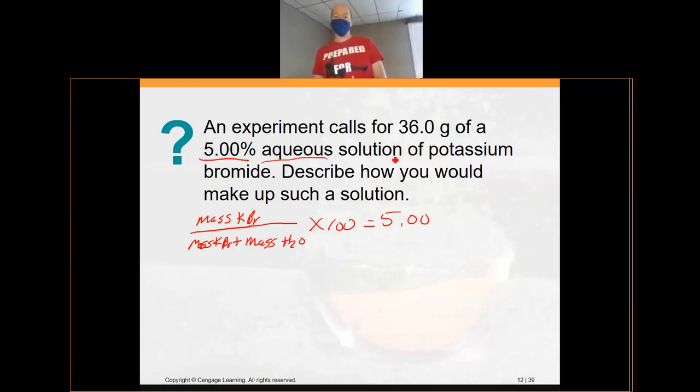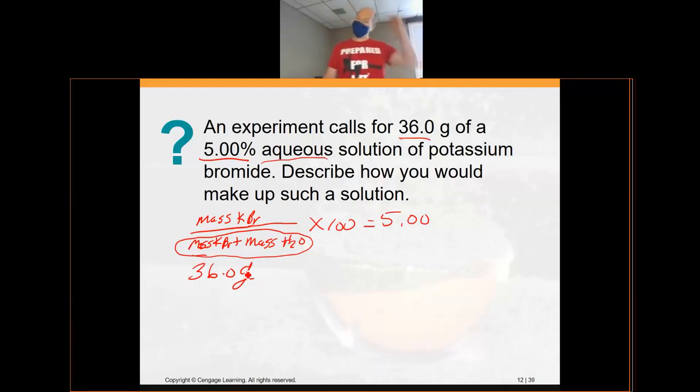So it calls for 36 grams of a 5% aqueous solution. All right, so we need to have 36 grams of this solution. The solution is the mass of your KBr plus the mass of water. All right, and so we want it to be a 5%. And so the question is, what is the mass of KBr?